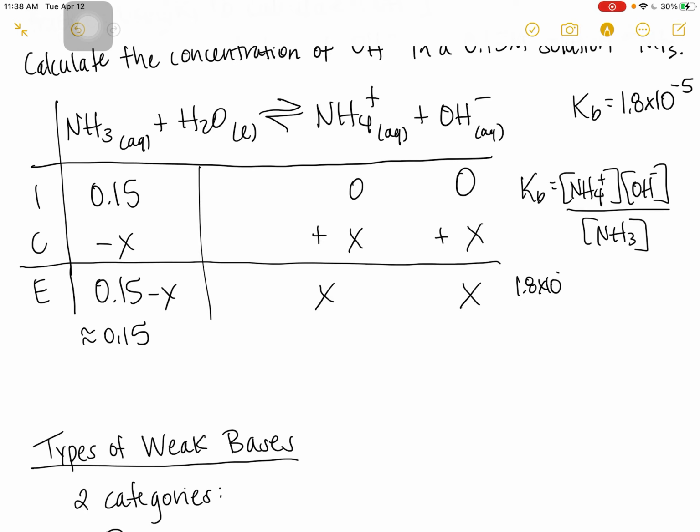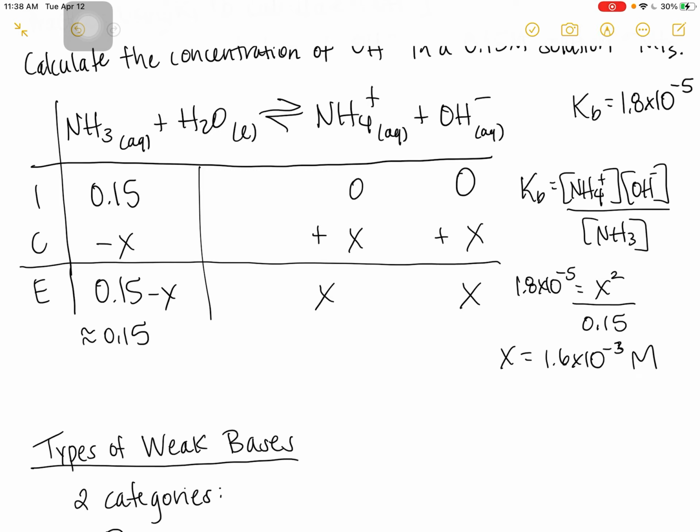Right, remember, water is excluded, so I set everything into the expression. NH4 plus and OH minus are both represented by X. X times X is X squared. And NH3, we've approximated to be 0.15. So I solve for X. I did this all in one step, so I don't know what the X squared is equal to. I just know that X eventually is equal to 1.6 times 10 to the negative third.